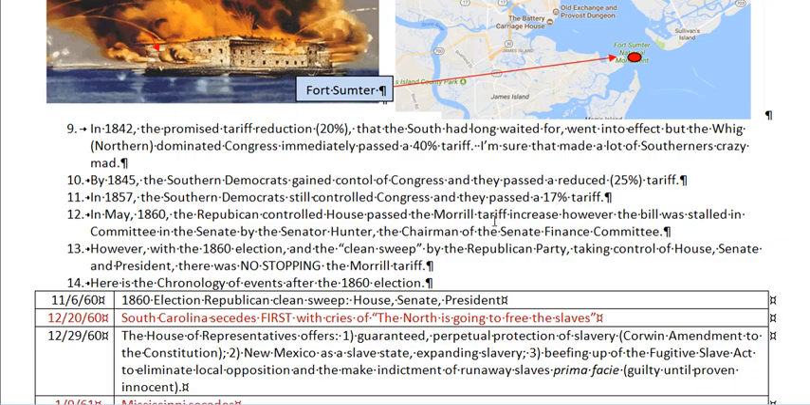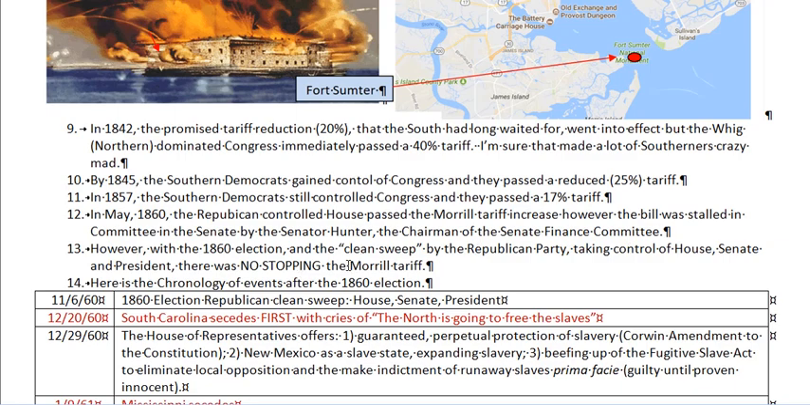Right. So the rule was that the chairman of the committee determines when a bill is ready to go before the full floor, and he's like, "Oh, it's not ready. Not ready." He's stalled. Right. However, with the 1860 election and the clean sweep by the Republican Party taking control of the House, Senate, and President, there was no stopping the Morrill tariff.